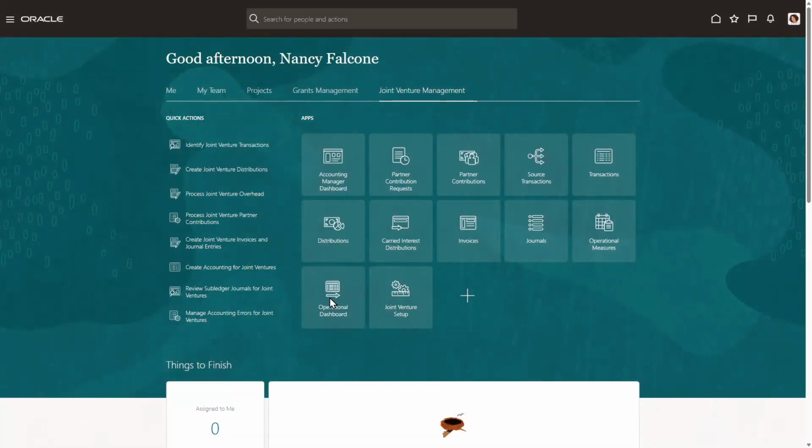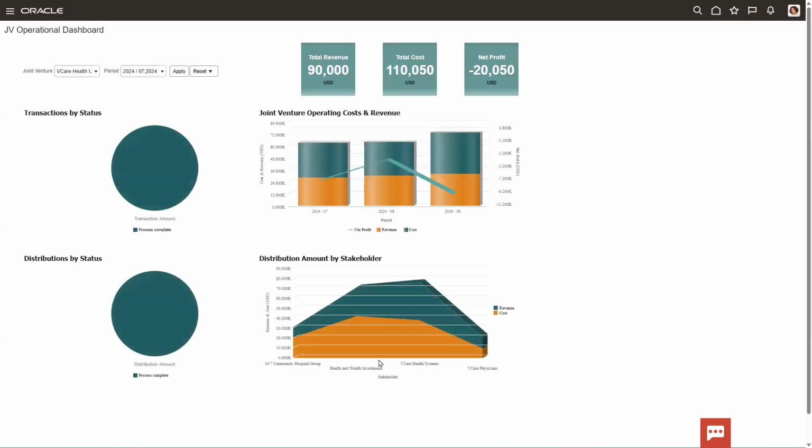The last thing I'll point out are our operational measures. It allows you as an organization to have real-time insights into your joint ventures and see where they stand from a total perspective. Here you can see the joint venture that we've selected. I could select multiple if I want a global view of this, as well as periods.